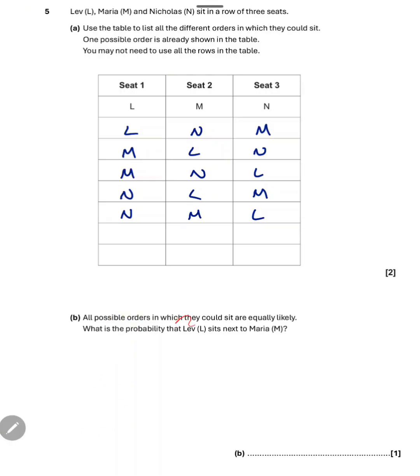Part B says all possible orders in which they could sit are equally likely. That's just covering it back in terms of probability. What's the probability that Lev sits next to Maria? So we just need to find those.